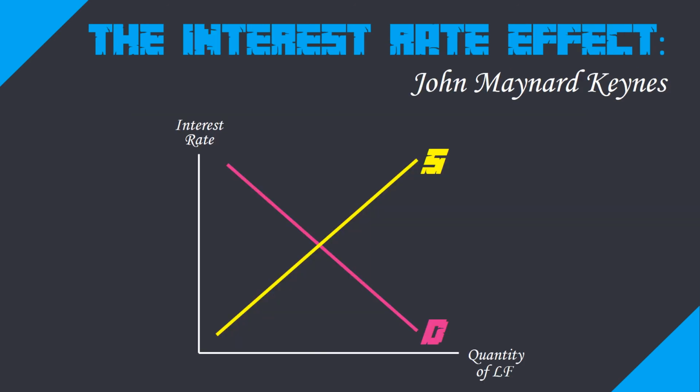Second up is the interest rate effect associated with John Maynard Keynes. The idea here is that a fall in the demand for money at a lower price level reduces interest rates, which encourages investment and consumption.